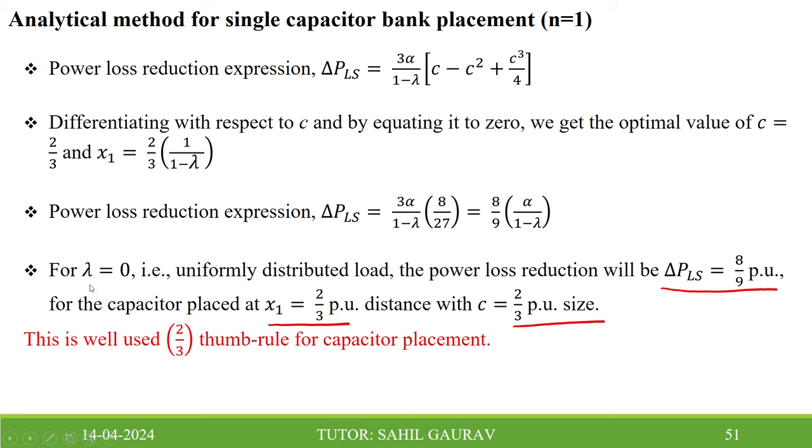So for lambda equal to 0, that is uniformly distributed load, the power loss reduction will be delta P equal to 8 upon 9 per unit for the capacitor placed at x equal to 2 upon 3 per unit distance, and with a capacitor bank size of 2 upon 3 per unit. So we can say that this is the Bell two-third thumb rule for capacitor placement. For uniformly distributed load, we put the capacitor at a distance of two-third per unit distance, with a capacitor bank size of 2/3 per unit.